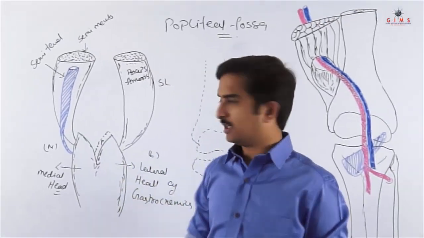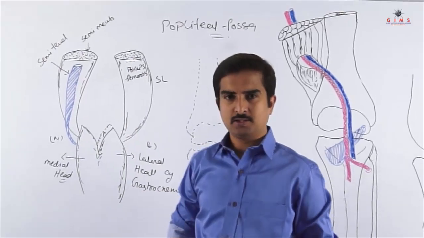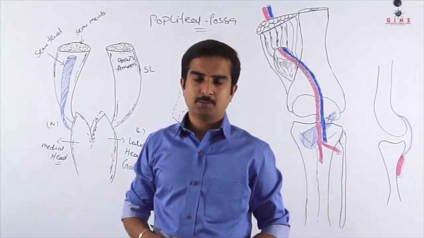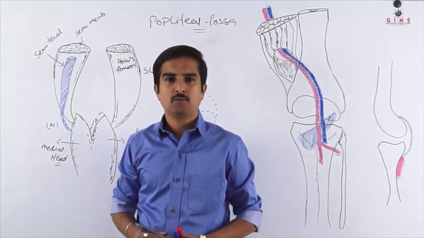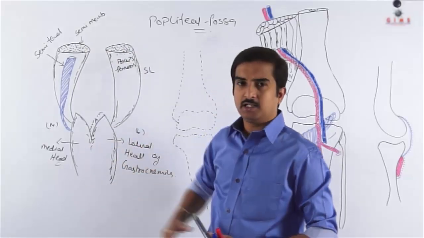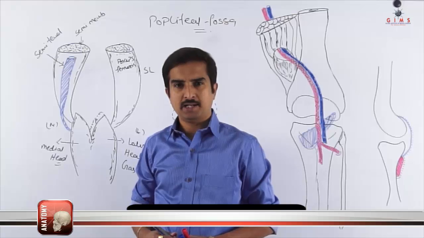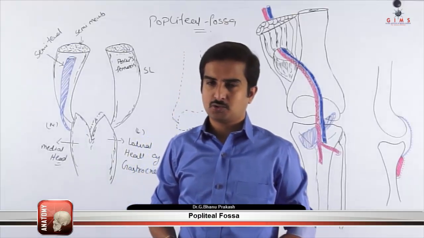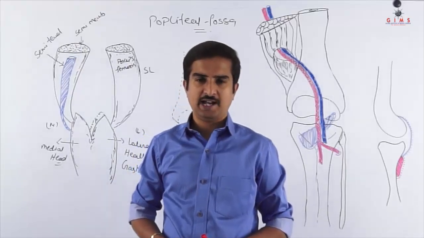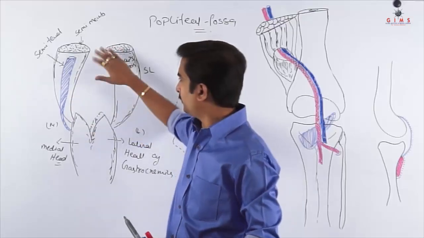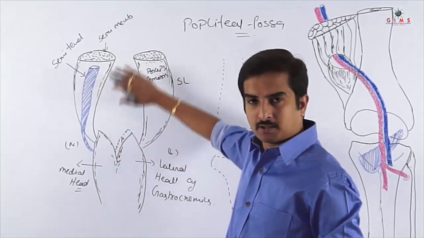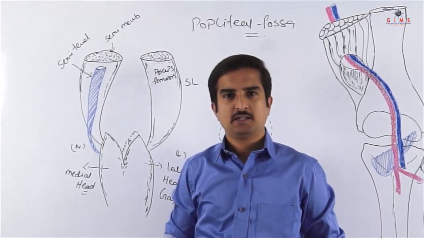This is what you are seeing from the posterior view of the popliteal fossa. The popliteal fossa also has a roof as well as a floor. First let us discuss the roof. The roof of the popliteal fossa, that is the covering here, is mainly formed by the deep fascia. The deep fascia is also called the popliteal fascia, and above the deep fascia it is covered by the superficial fascia and the skin.